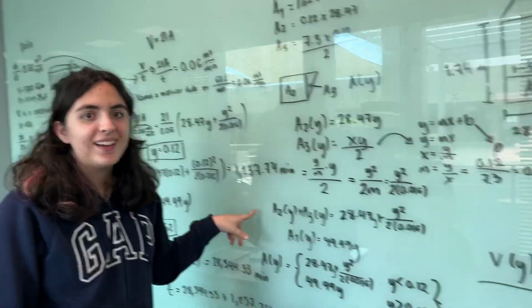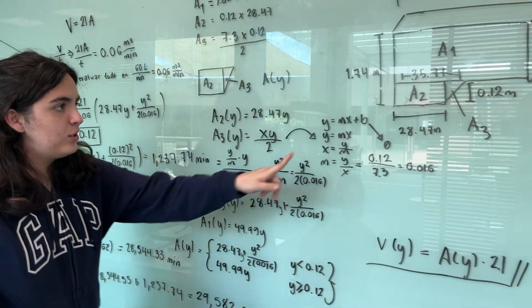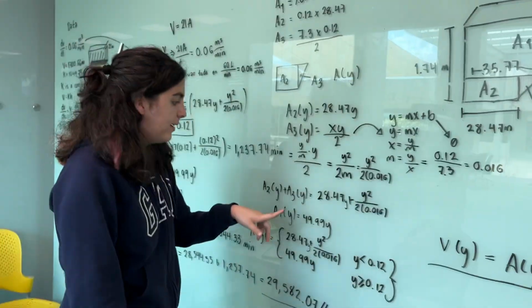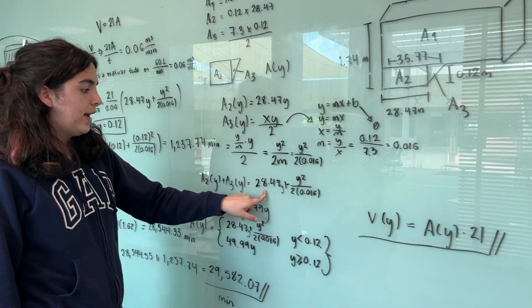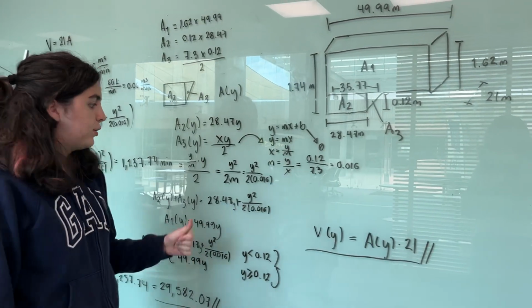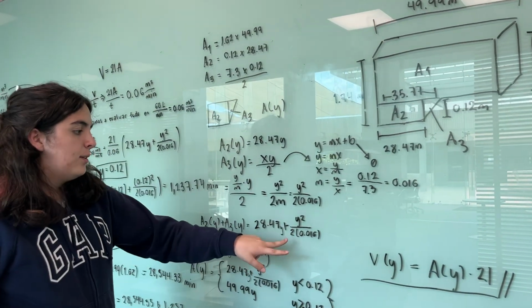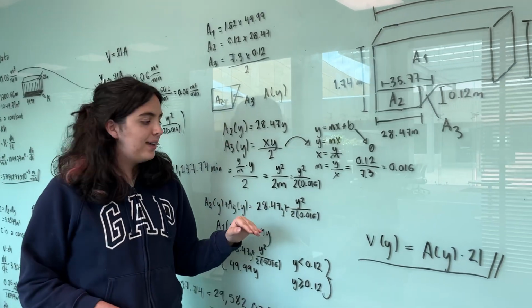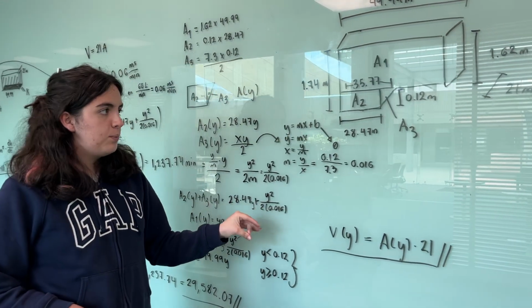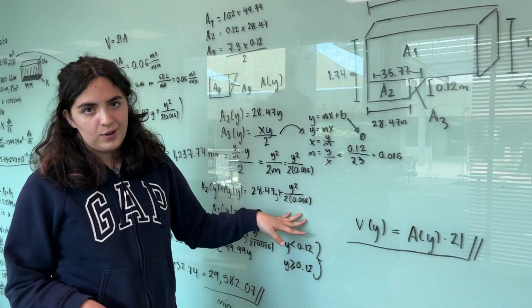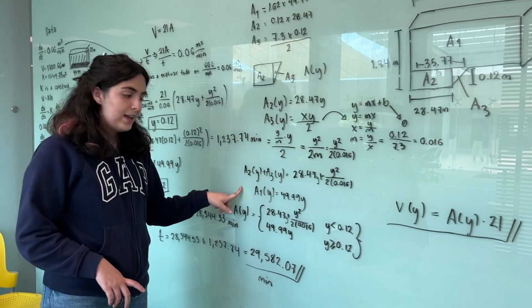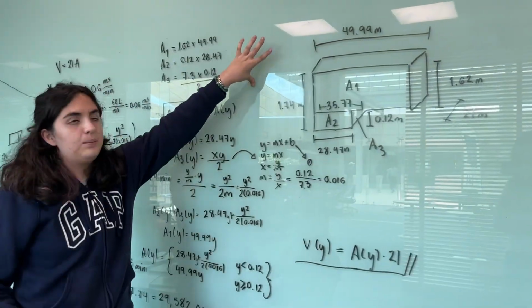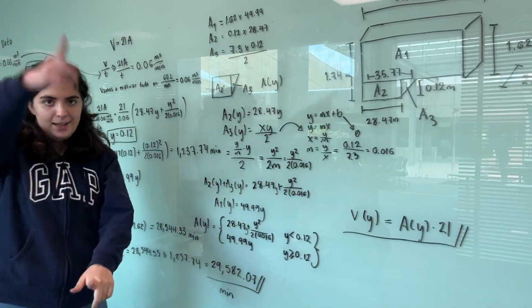Okay guys, so first what we're gonna do is sum the A2 area with the A3 area. So this will give us 2008.47y meters because we previously multiplied it, plus y squared divided by 2 multiplied by 0.016, like my friend described previously. So we know that the A1 area is 49.9 meters, but obviously we will multiply it by y.